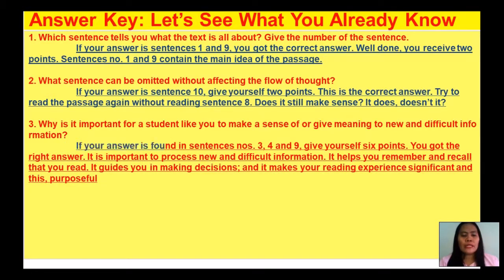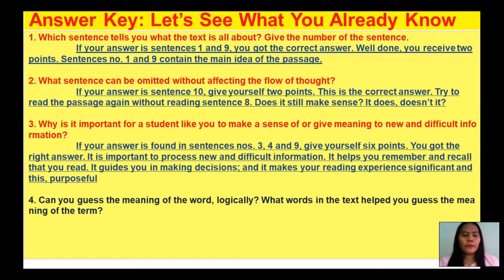If your answer is found in sentences numbers 3, 4, and 9, give yourself 6 points. You got the right answer. It is important to process new and difficult information. It helps you remember and recall what you read. It guides you in making decisions, and it makes your reading experience significant and purposeful.